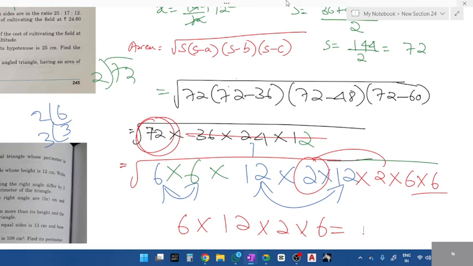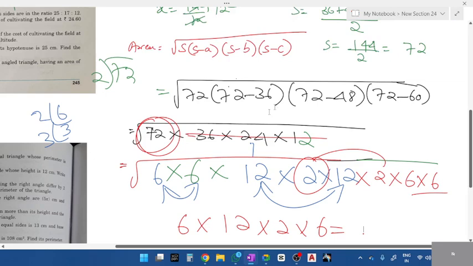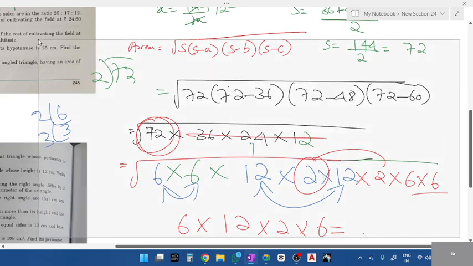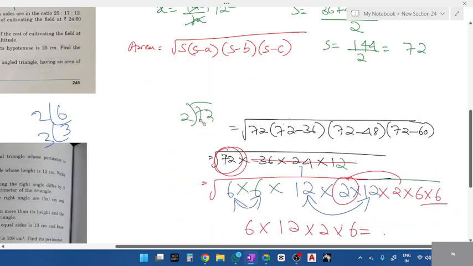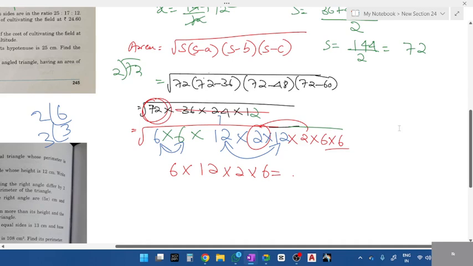So it is not mandatory to use small values like 2 into 3, 2 into 4. You can even take larger values like this. The concept is two same numbers. To cancel out the square root, we need two same numbers. So this will give you the answer. Calculate the final answer.